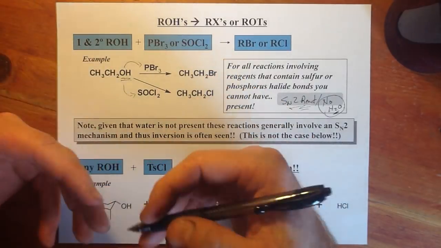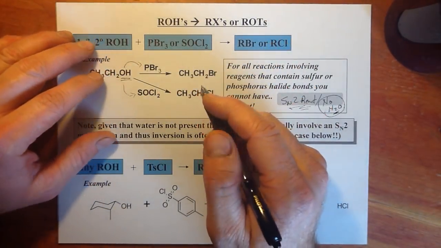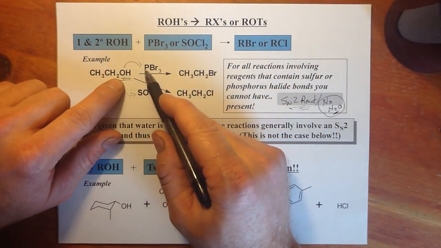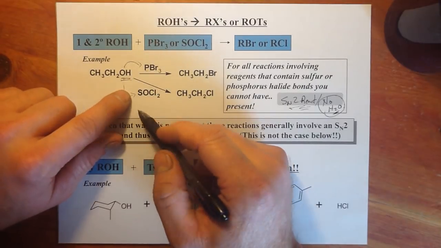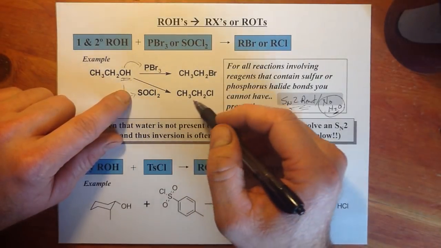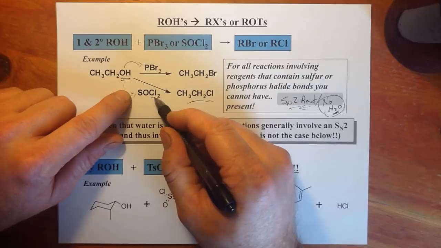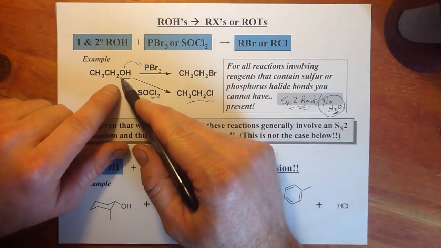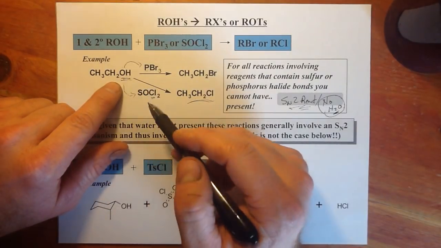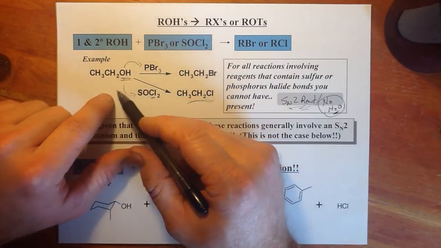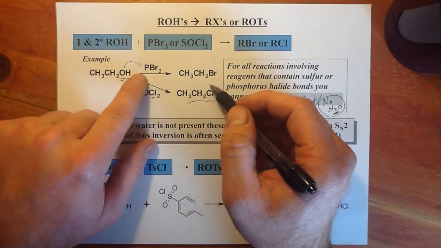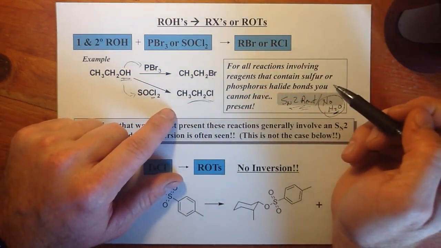I don't have the mechanism for this, and I just want to go quickly to what your products would be. This starts to make a phosphorus oxide or sulfur oxide, that makes a good leaving group, and we can have substitution, where the chlorine can be kicked off, come back around, and knock off the oxygen, or the bromine can get kicked off, come back around, and knock off the phosphorus oxide. So we can get this substitution.